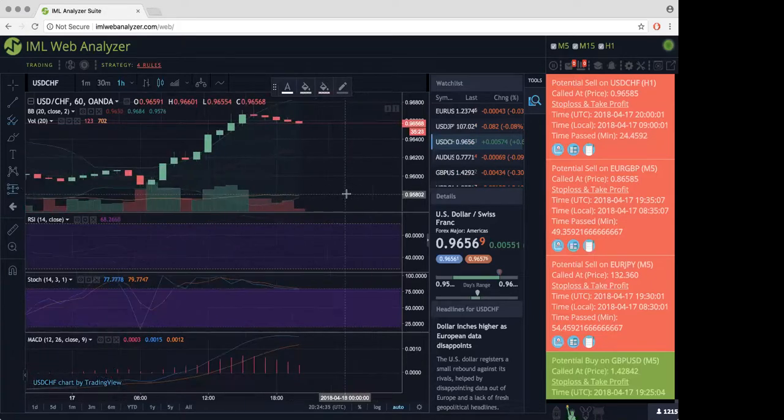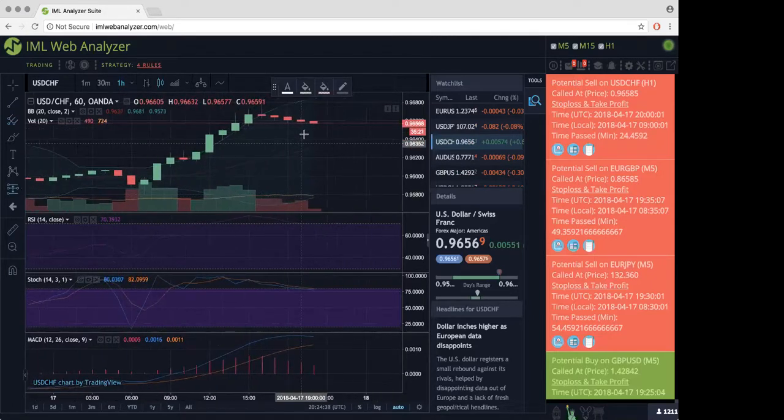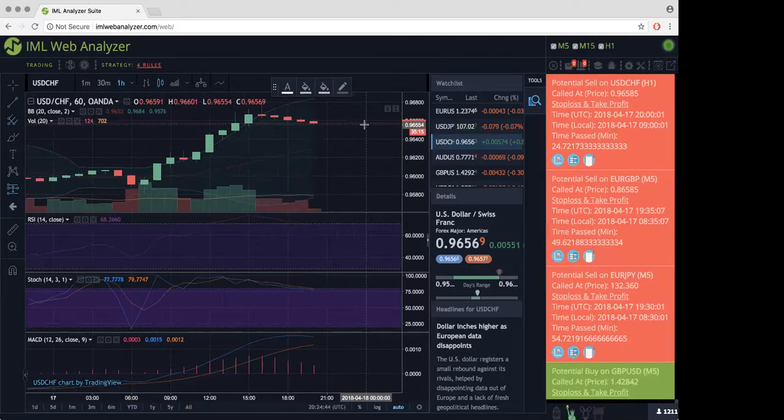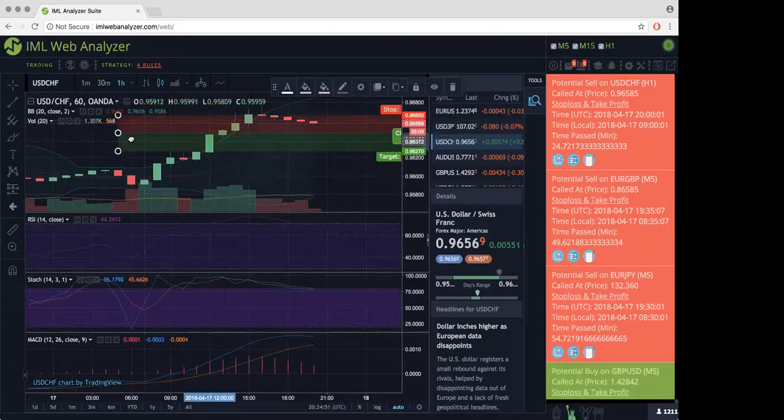Then tap on short and go towards the price that it was called at. So the price that this trade was called at was 0.96585, which is around here. Okay, perfect. Around there. You tap on the screen.